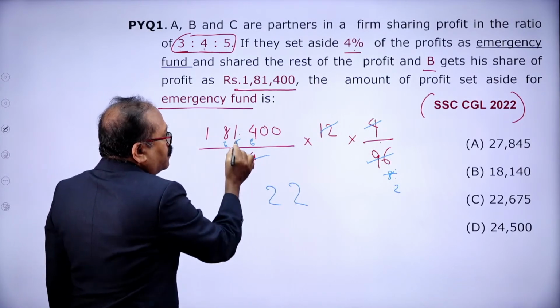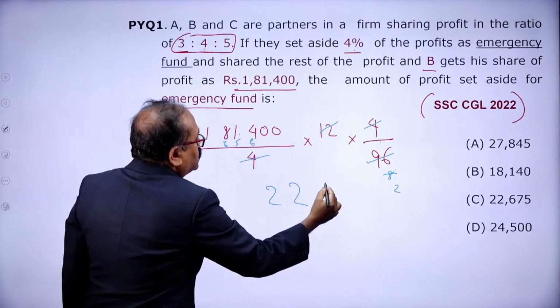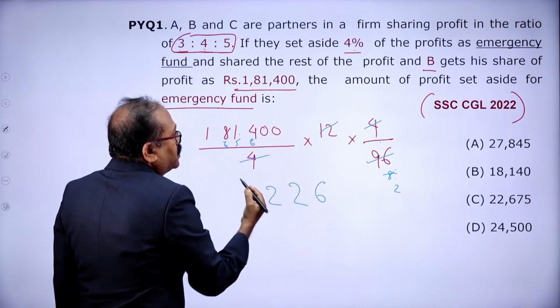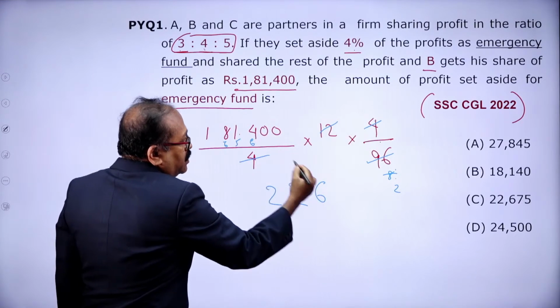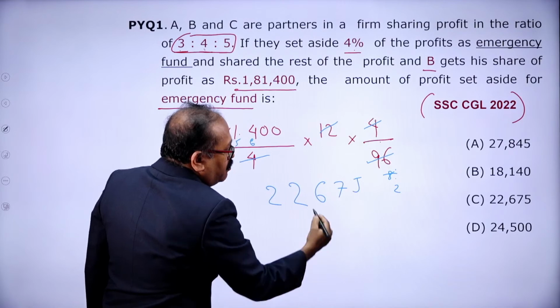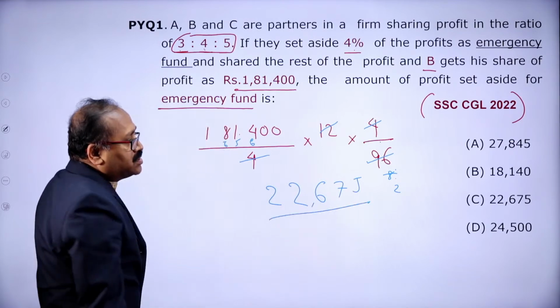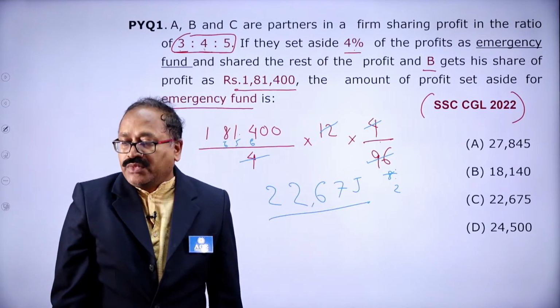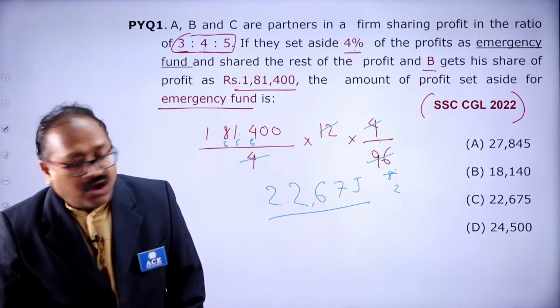Now 54. So 8 6s are 48, I am left with 6 here, 60. 8 7s are 56 and 8 5s are 40. So I am getting this as 22,675. Yes, my friends. Option C.